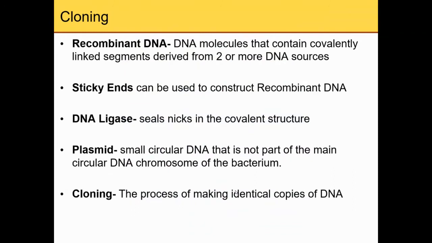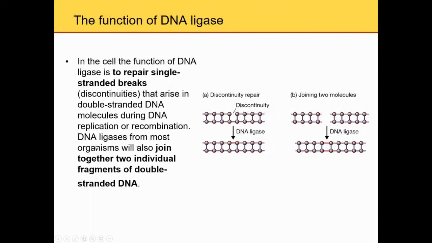For the cloning, so recombinant DNA, you need to have sticky ends because that can increase the efficiency to ligate the two DNA molecules. So you have plasmid DNA and cloning. So the ligase here repairs the phosphodiester bond, all right?